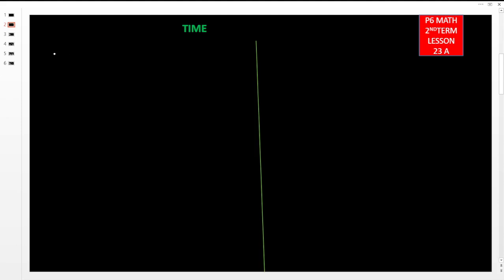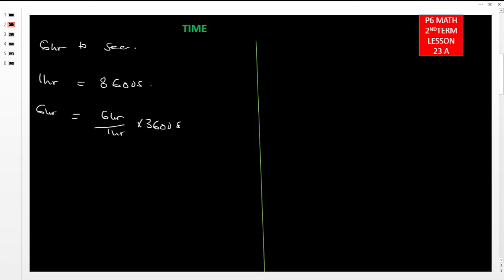Okay, so let us have this. Now if we are given 6 hours, we take it to seconds here. The leading statement is 1 hour is equal to 3600 seconds. Then how about the 6 hours here? It's going to be 6 hours out of 1 hour times 3600 seconds. So hour with hour, 6 times 6 is 36. I take 3 here, 6 by 3, 18 plus this one, 19, 20, 21. Then you bring your 2 zeros, so it's going to give us 21600 seconds.